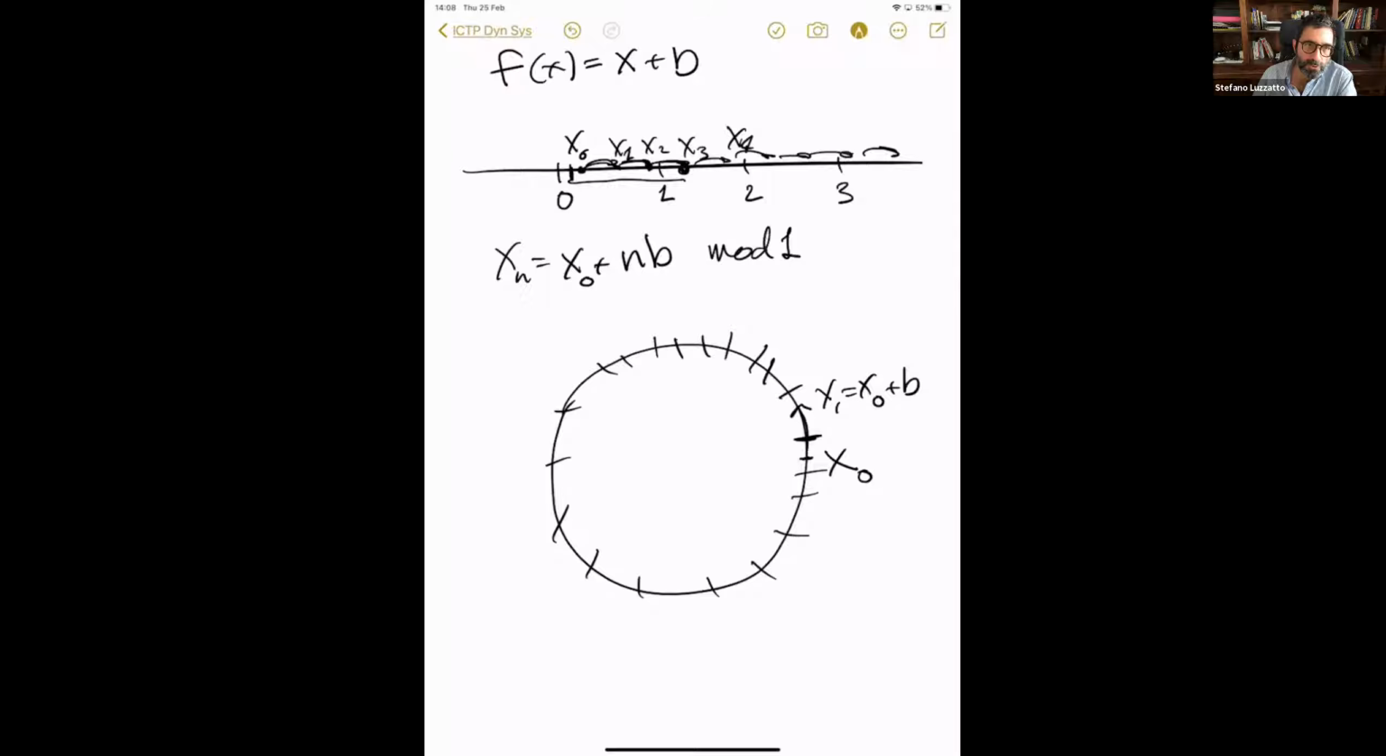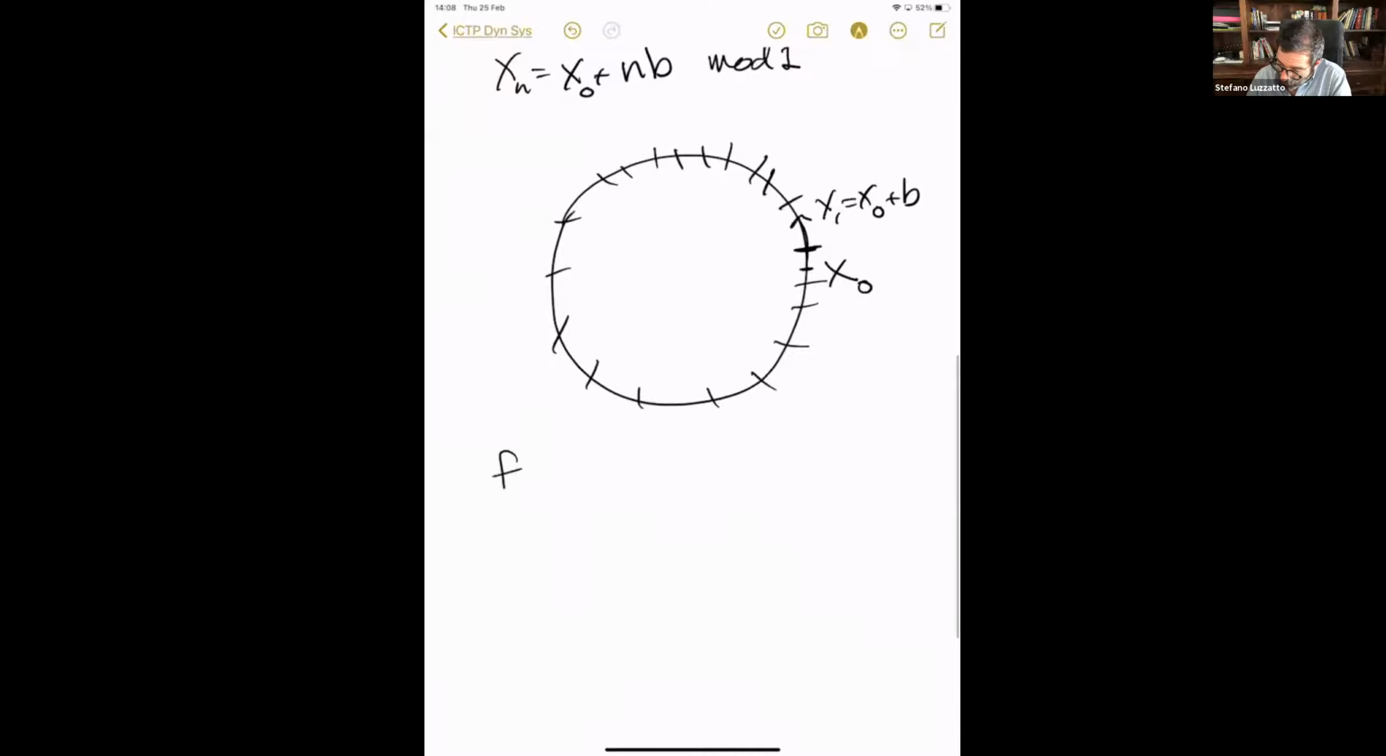So I don't expect you to immediately see what the dynamics is, because that's what we're going to study. And as we shall see, it can be quite interesting what happens here. So again, we're going to start by trying a few examples.